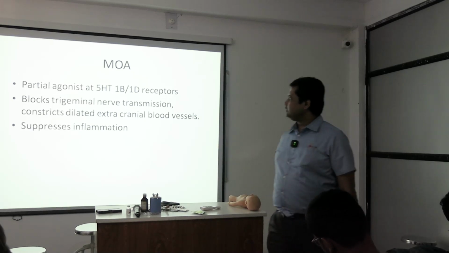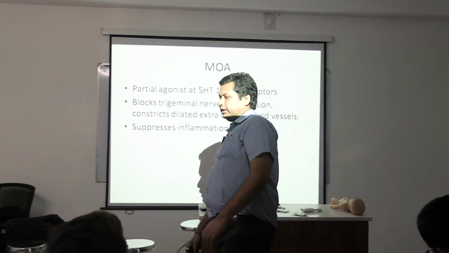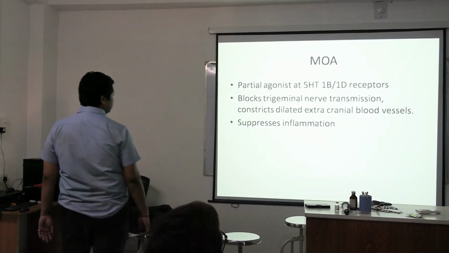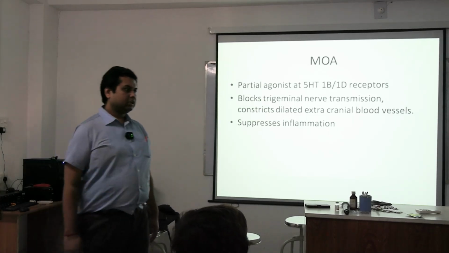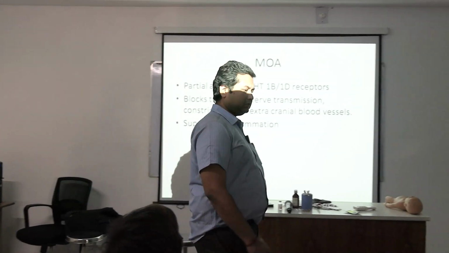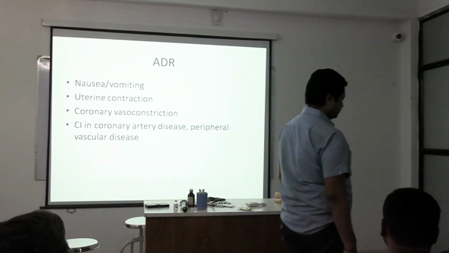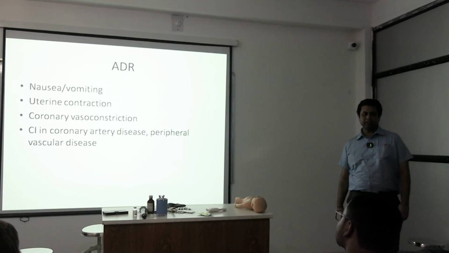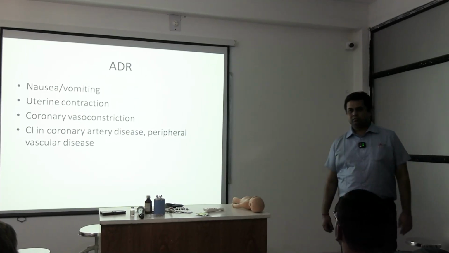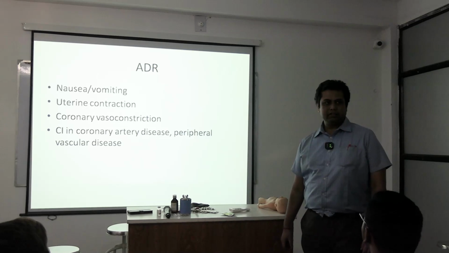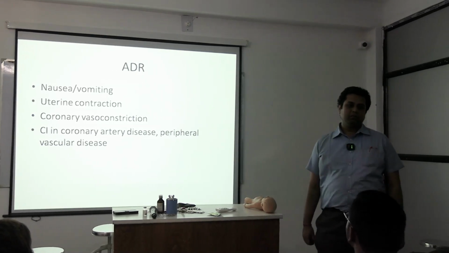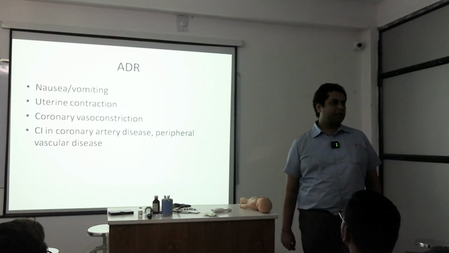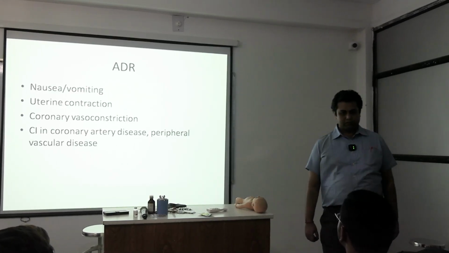Some say it's a partial agonist, some say it's an agonist. So it has various degrees of agonism at 5HT 1B, 1D receptor. So the same thing. ঠিক আছে? Like that of triptans. But it has some obvious adverse reactions, like nausea, vomiting. So in migraine there is already a tendency for nausea and vomiting. ঠিক আছে? So it may aggravate the symptoms.